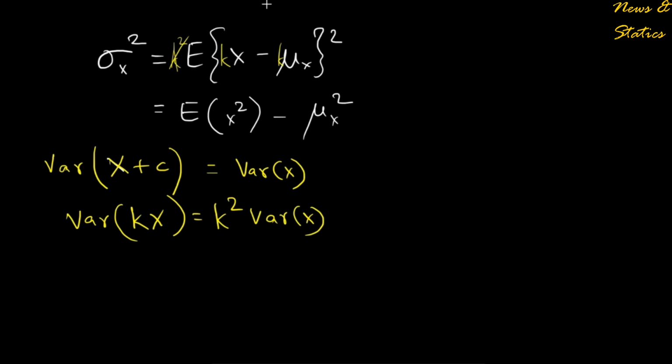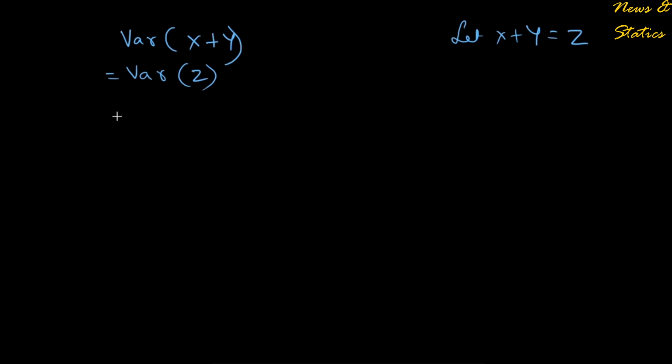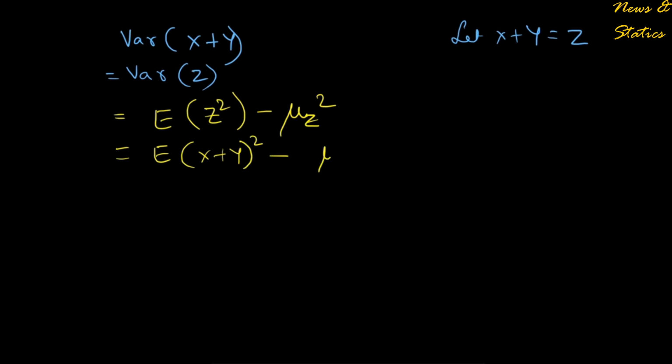Using these concepts, let's find the variance of x plus y. Now let's assume that x plus y is equal to z. So essentially it's finding the variance of z, which is equal to the expected value of z squared minus mu z whole squared, which I can write as the expected value of (x plus y) squared minus (mu x plus mu y) whole squared.